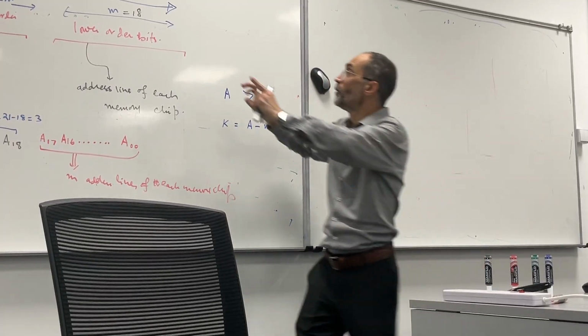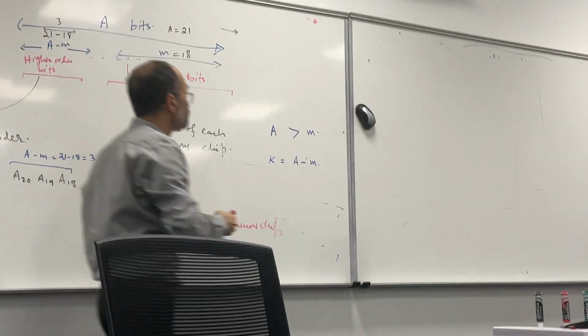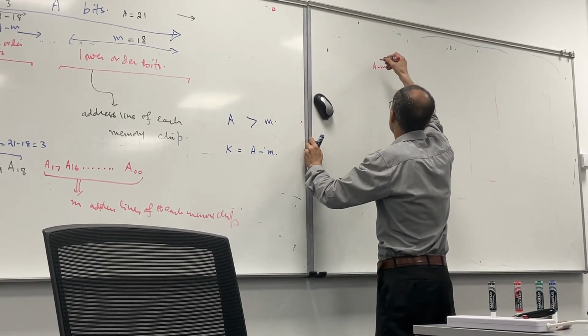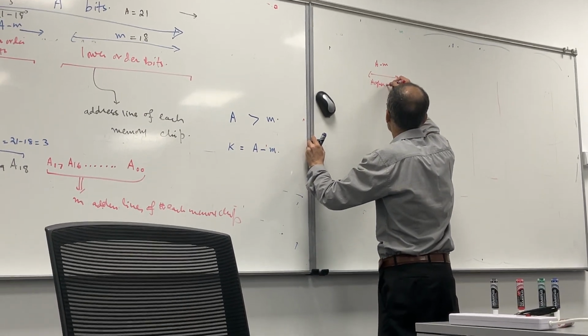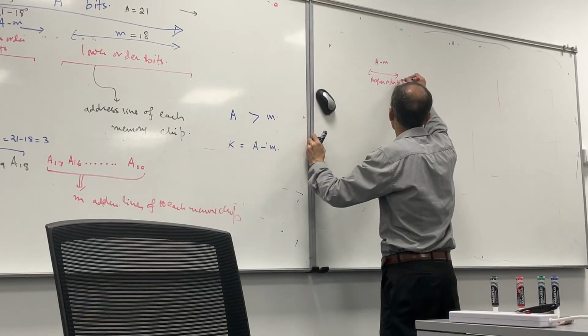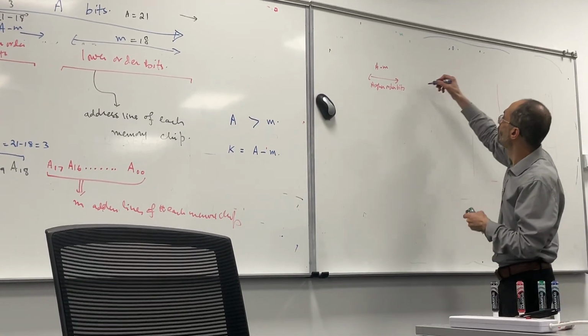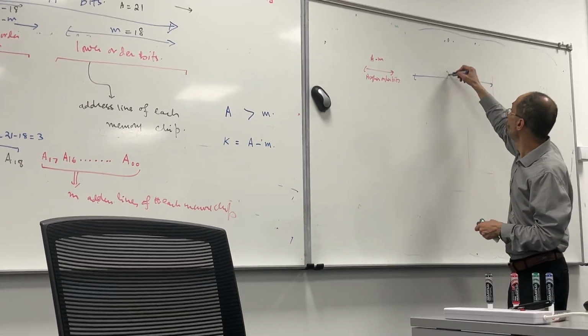Okay, so if we have the A minus M lines, those are the higher order bits. And what are the lower order bits? Can anyone tell me how many bits there are? M.